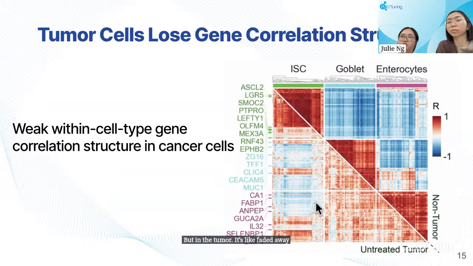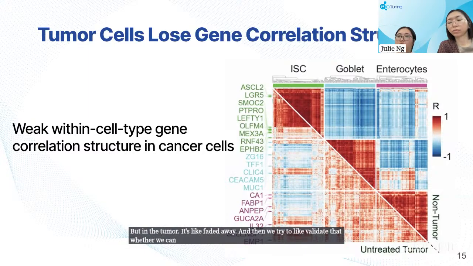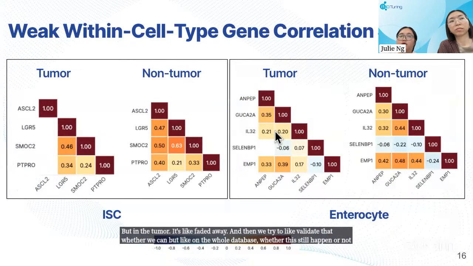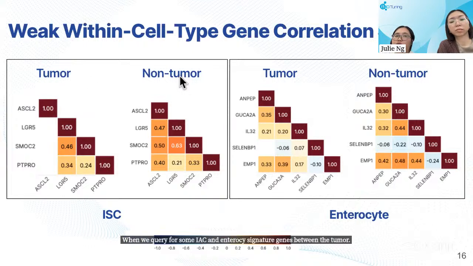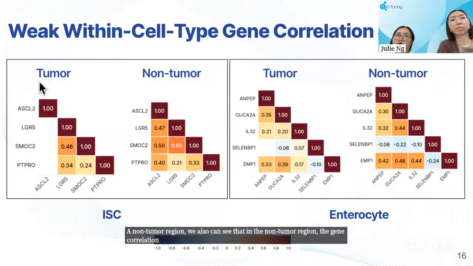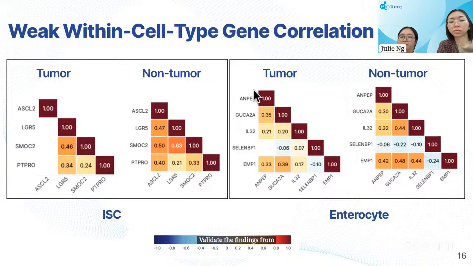Then we tried to validate whether this still happens on the whole dataset. So yeah, the answer is yes. When we query for some ISC and enterocyte signature genes between the tumor and non-tumor region, we can also see that in the non-tumor region, the gene correlation structure is stronger compared to the tumor region. So again, this validates the findings from the original paper.